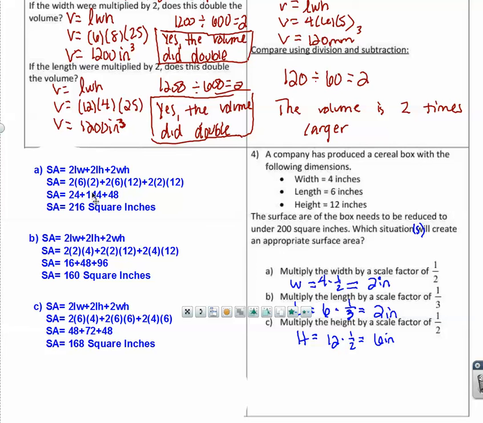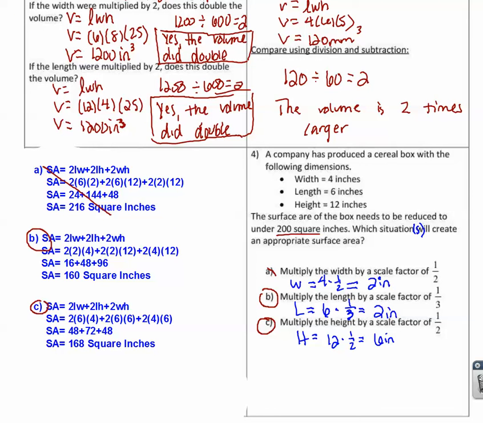Check your answers with the work over here on the left. Here's A, B, and C. So it wants to know which ones are under 200 square inches. A is out because it's 216. B is at 160, so that is less than 200. And C is at 168, which is less than 200. So your answer should be B and C.